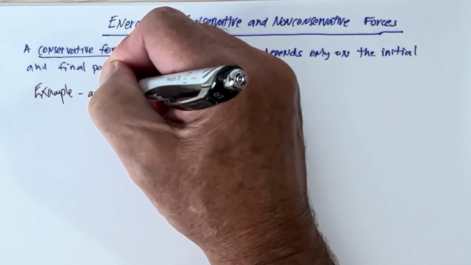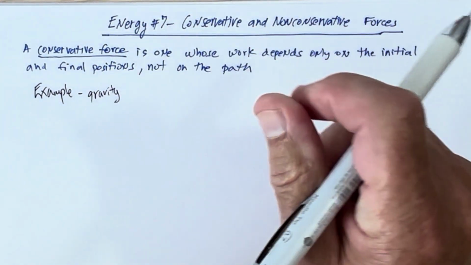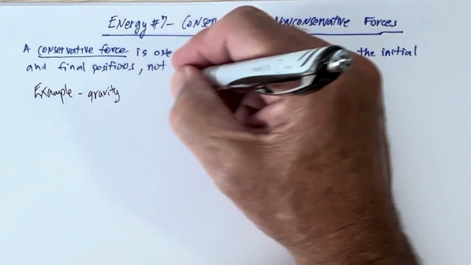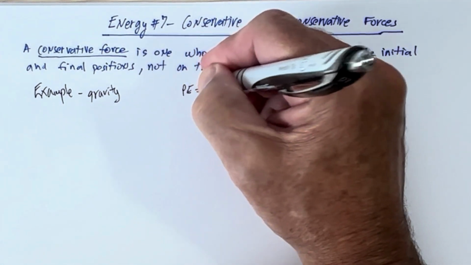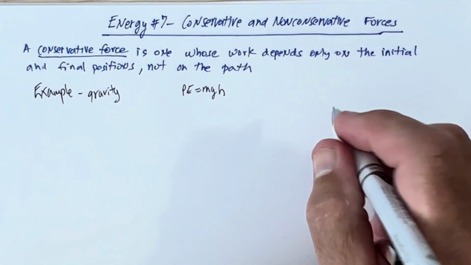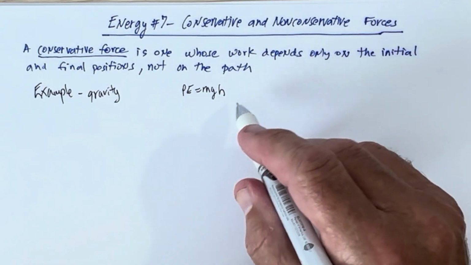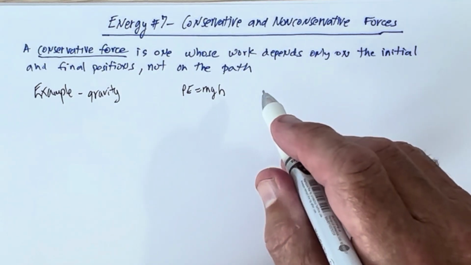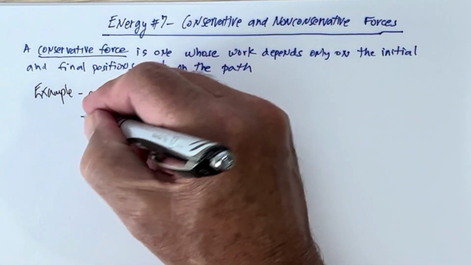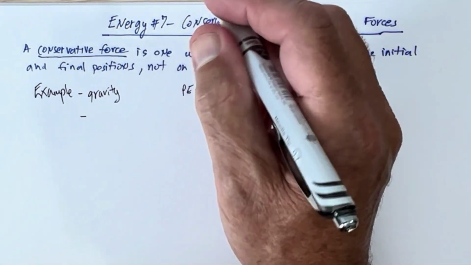It would be like gravity. Think about the potential energy on the Earth. It depends on the height. The potential energy is equal to mgh. So it depends on the height, not really how you got to that height. You can move there, jump up and down and get there, but it's just the height difference. So that's an example of a conservative energy or force.